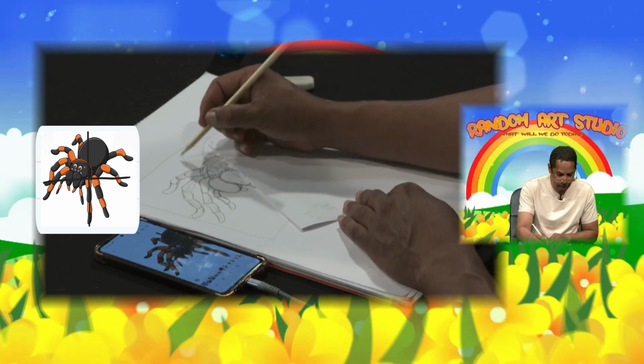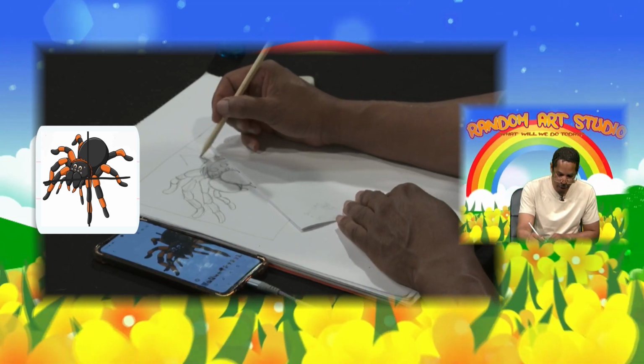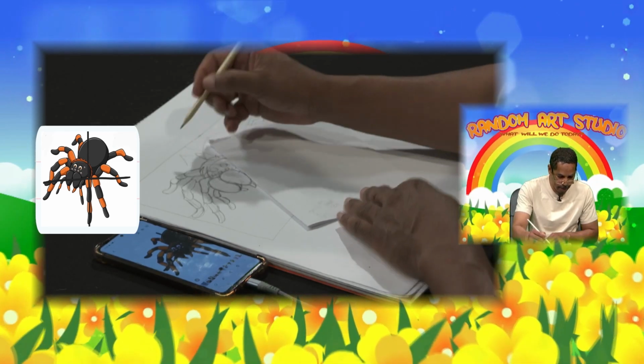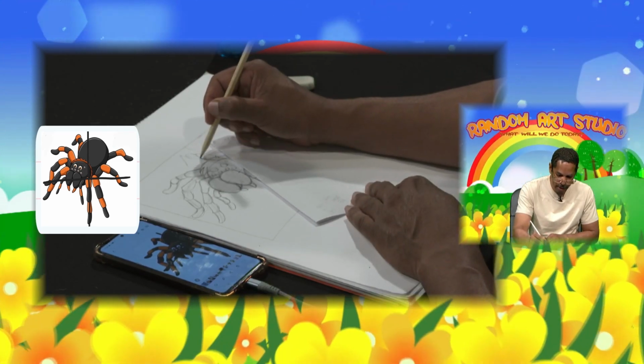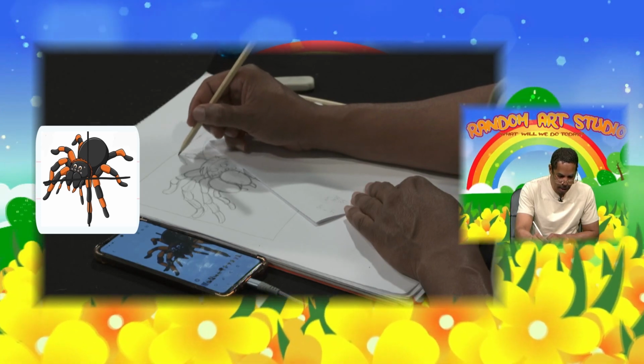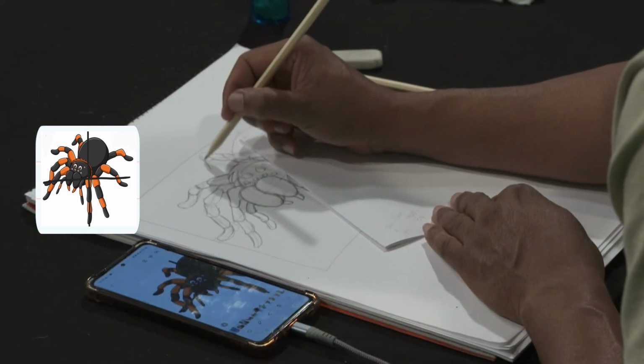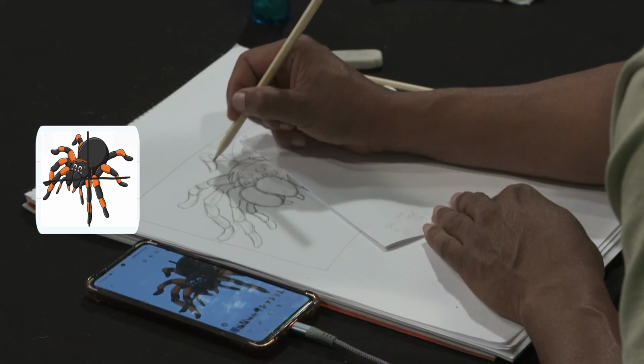Wow, you see, sometimes it can get quite confusing, all these lines everywhere. But this is why we practice the art. The art of art. That's what we practice. That's what it's all about.